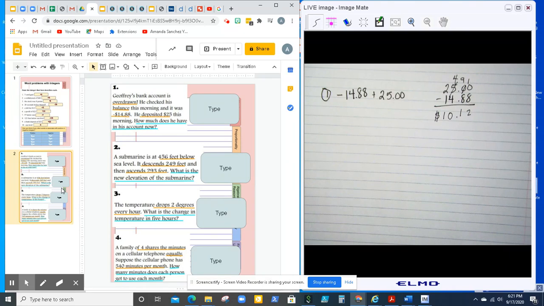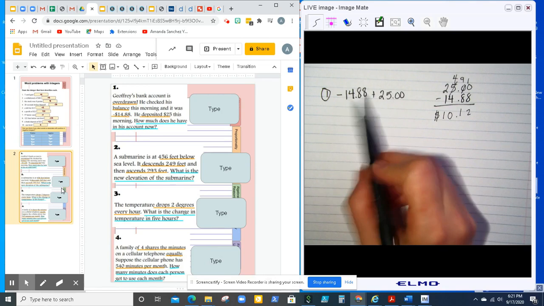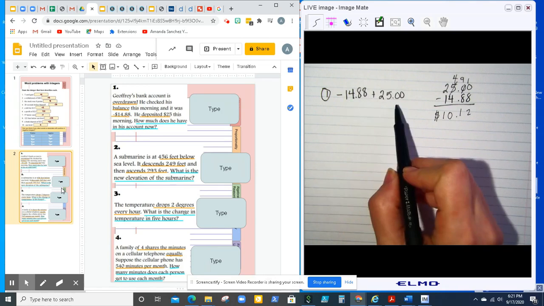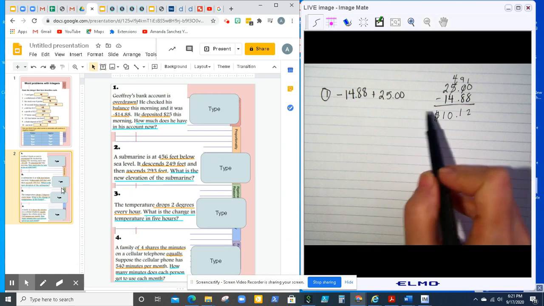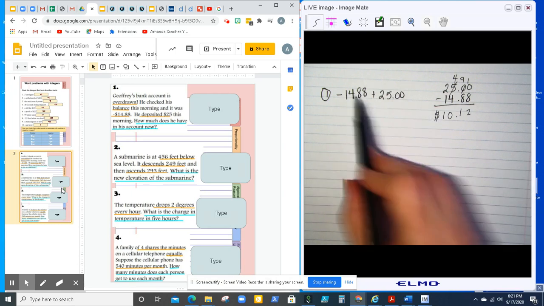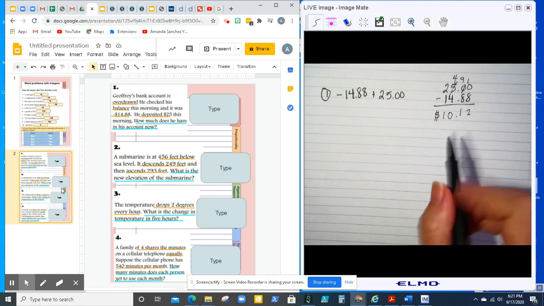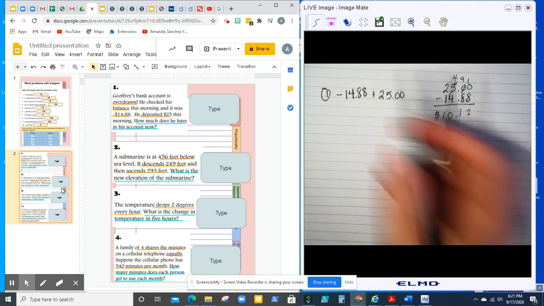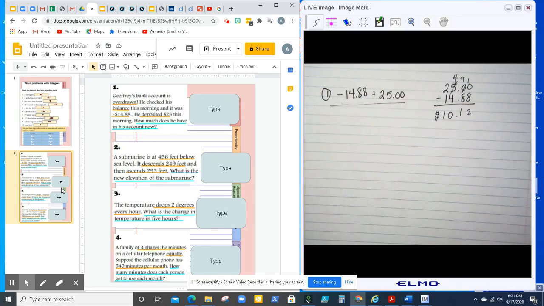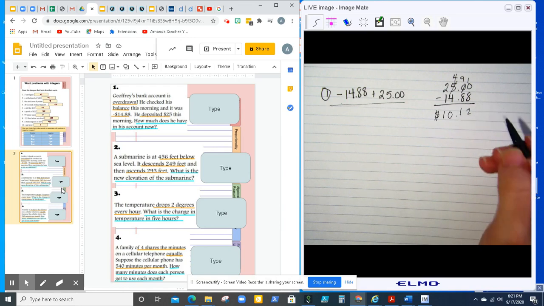Okay, so right now it's $10.12, and that's because he had spent this much. He was in debt pretty much this much. He put $25 into his account. So really now, after he's paid off that amount that he was owing the bank, he only has $10.12 in his account. So in that box, if you want to type the number sentence and then put it equal to the $10.12, you can do that.